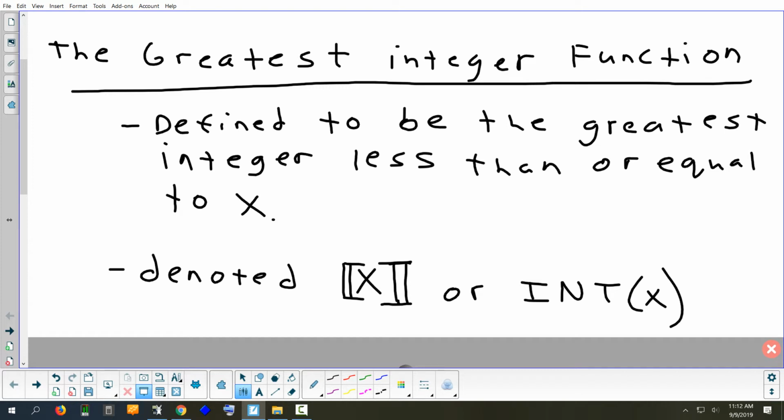The symbol for it, in the book, you'll see the symbol on the left. It kind of looks like a bracket with an extra line in it. On the calculator, we're going to see the abbreviation int, x.